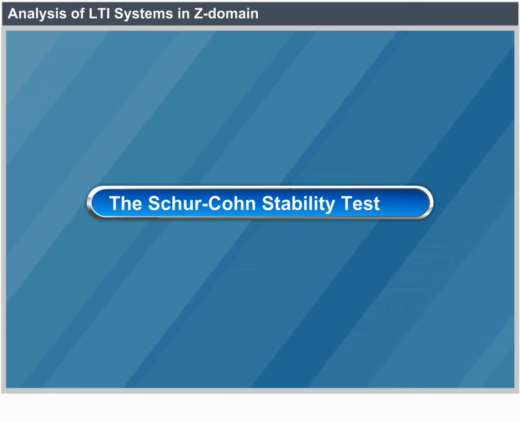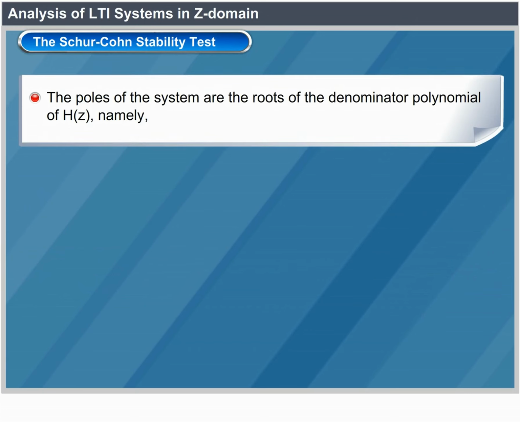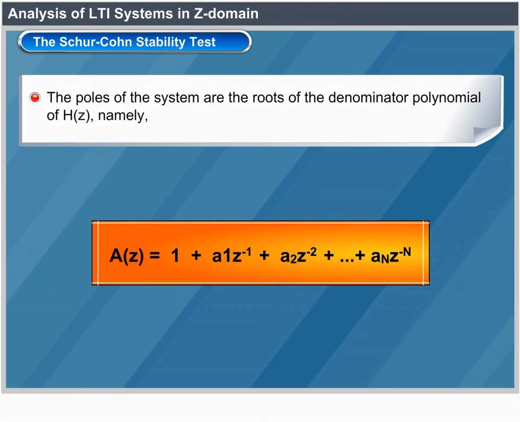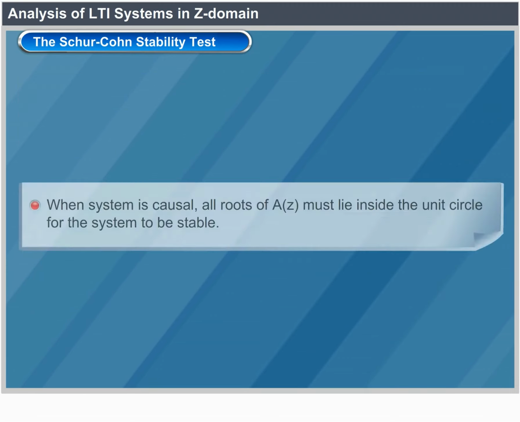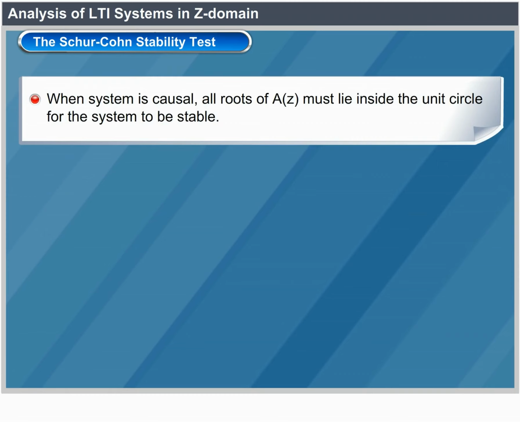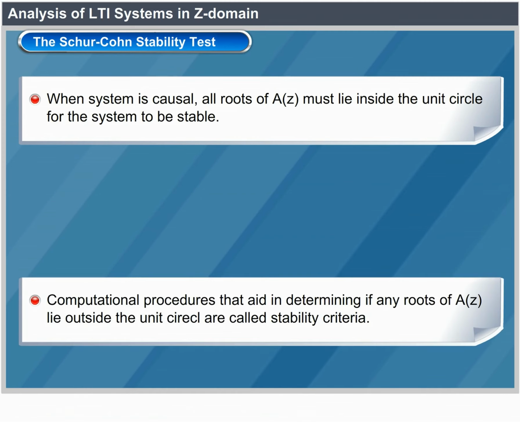The Schur-Cohn stability test. The poles of the system are the roots of the denominator polynomial of H(z), namely A(z) equal to 1 plus a1 z inverse plus a2 z power minus 2 plus etc. plus aN z power minus N. When the system is causal, all roots of A(z) must lie inside the unit circle for the system to be stable. Computation procedures that aid in determining if any roots of A(z) lie outside the unit circle are called stability criteria.